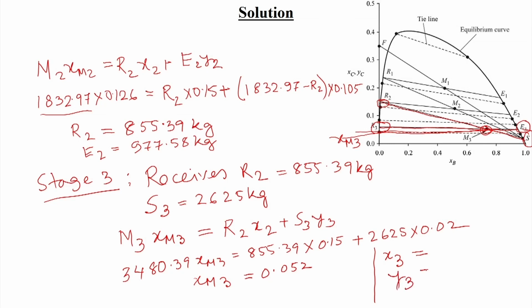So, from this graph we get X3 as a very small value, 0.06, and Y3 that is again lower, 0.051. Okay. Now that we have this X3 and Y3, we will do the component balance. From there we will get R2 and R3.